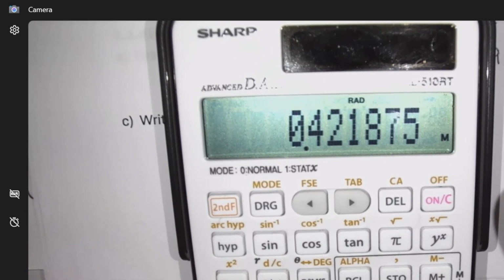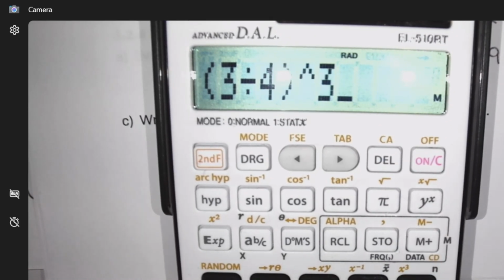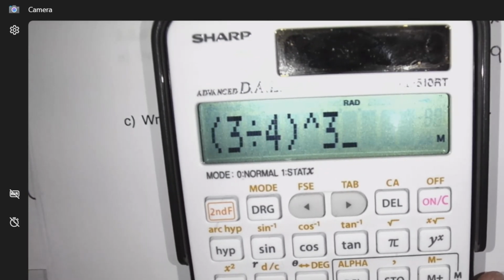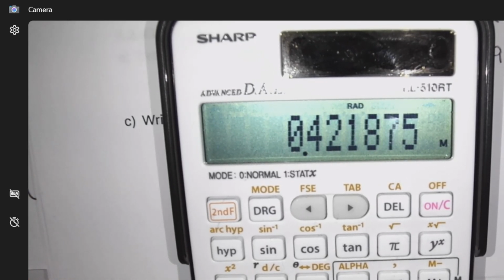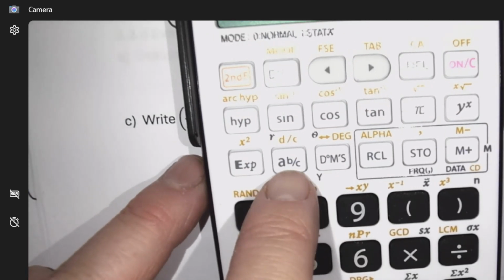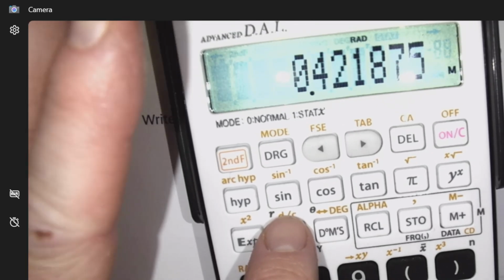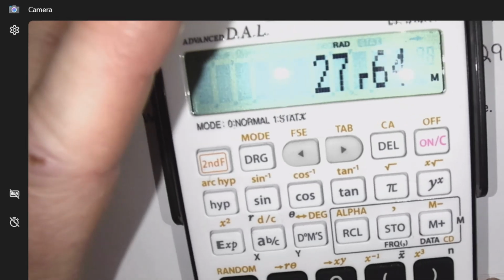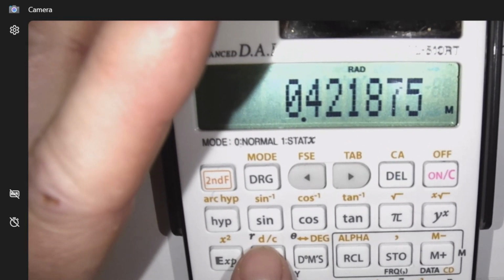Actually, can I show you something? I just discovered this a few years ago. This is a game changer for people. Okay, look at me on my calculator. I got 3 divided by 4 to the cube, and it equaled a decimal. Did you know that you have a button that can change that to a fraction? I have this button that's like A and B over C. If I push it, guess what happens? 27 over 64. If I push it again, it goes back to a decimal.